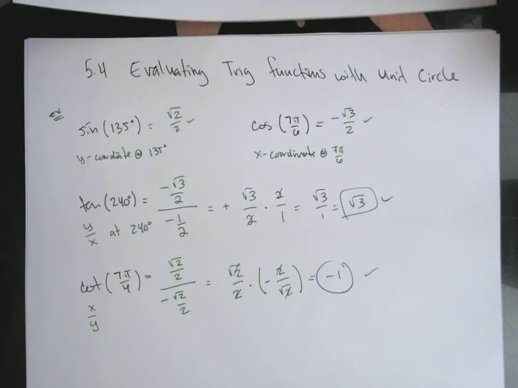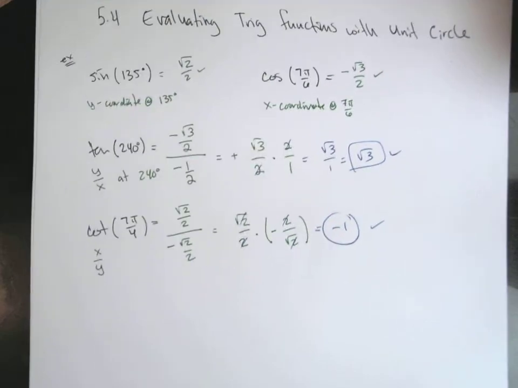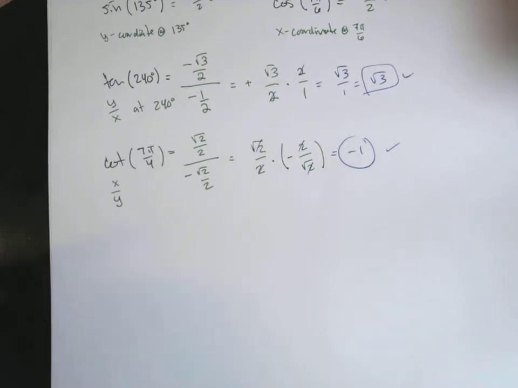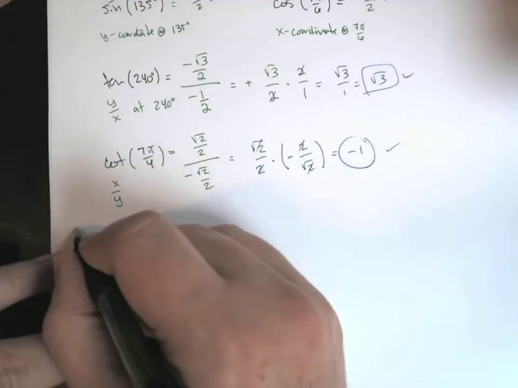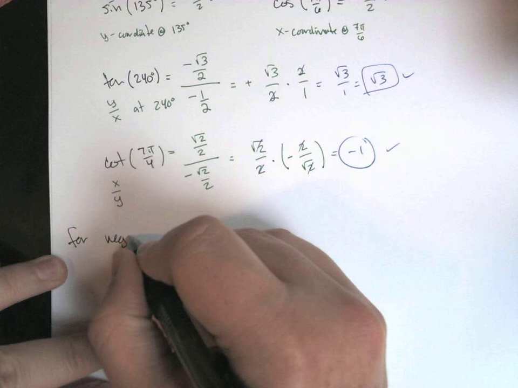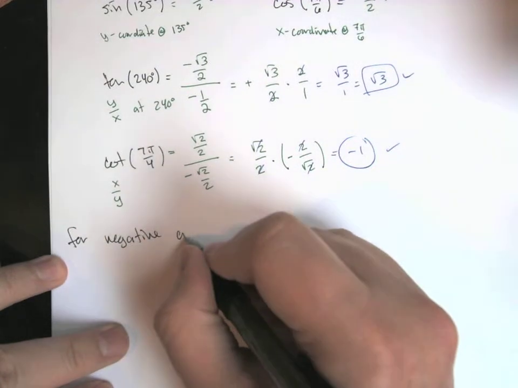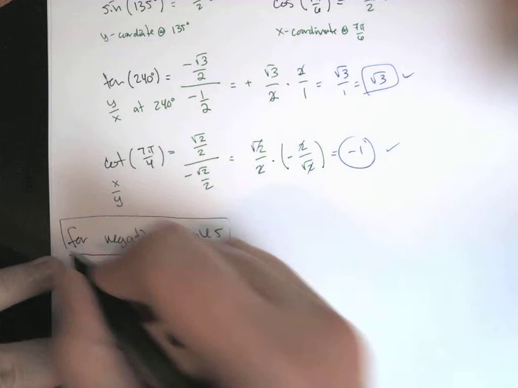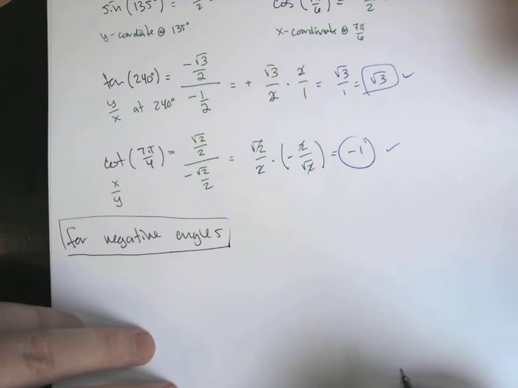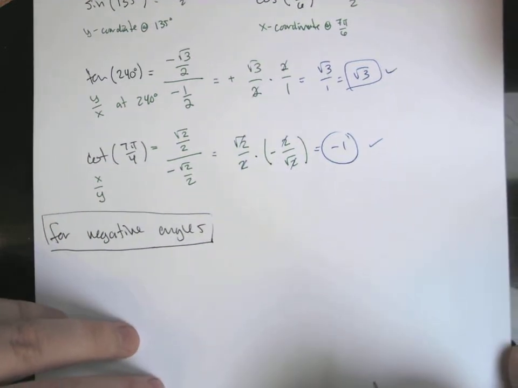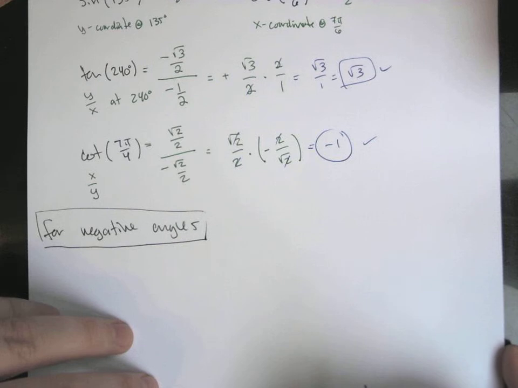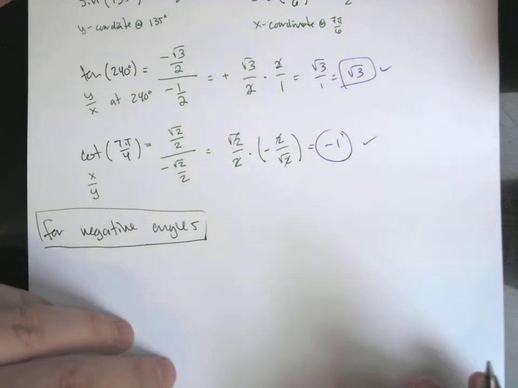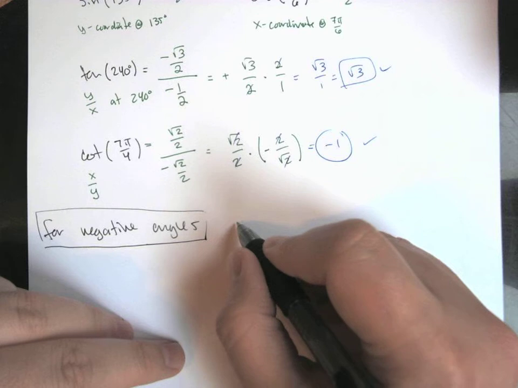A couple more things that can help us. If you have negative angles, there's a couple properties we can use. The unit circle is great for angles between 0 and 360, but we're going to have to deal with negative angles or bigger angles at some point. So if you have a negative angle, between 0 and negative 360, a couple things to keep in mind.